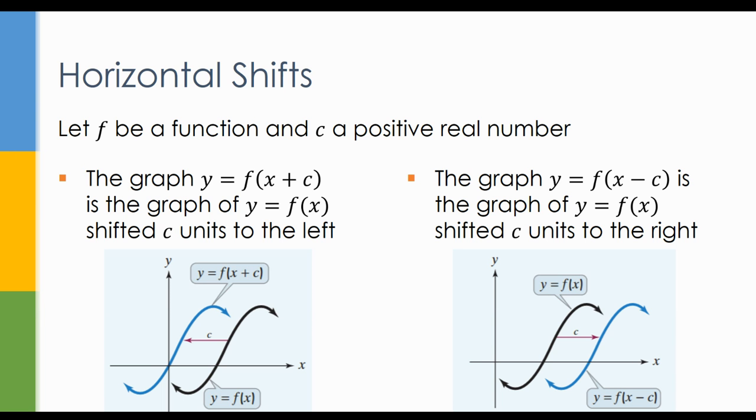So if the graph y equals f of the quantity x minus c is the graph of y equals f of x, it's shifted to the right, because once again, because I'm subtracting c inside of the parentheses, that indicates that I am moving in the opposite direction. So I'd be moving to the right, because horizontal shifts move left and right. That deals with the x values.